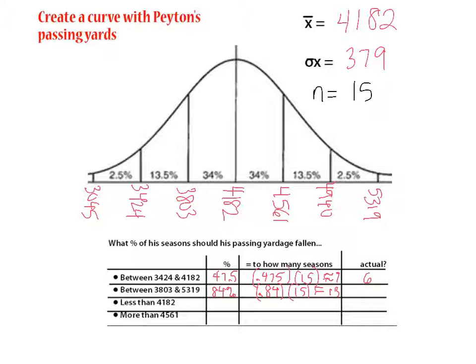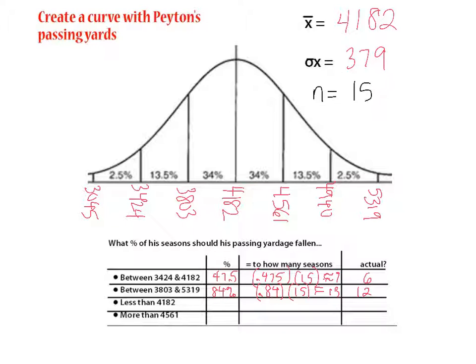And then I have to go to my list from my notes, and I'm going to count up how many fell between 3803 and 5319. And I have 12, I think. Now I'm trying to do this quick. If I missed one, you can tell me about it later.